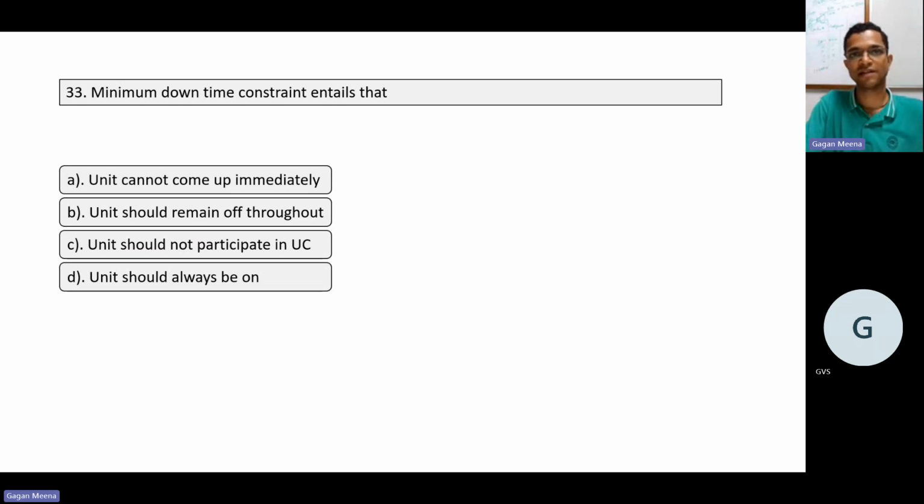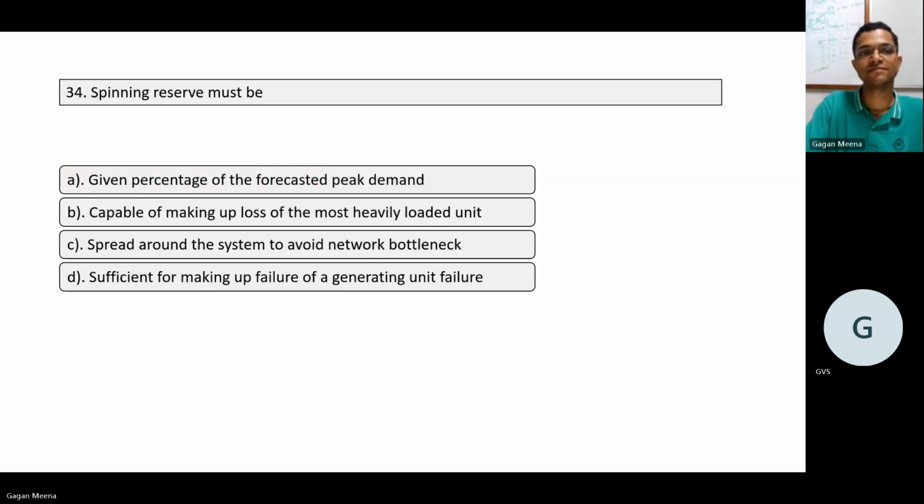Minimum downtime constraint, we have discussed that. It means that the unit cannot... that means it should remain on for a particular duration. Oh, sorry, it is minimum downtime. That means it cannot come up immediately. It should remain off for a minimum duration.